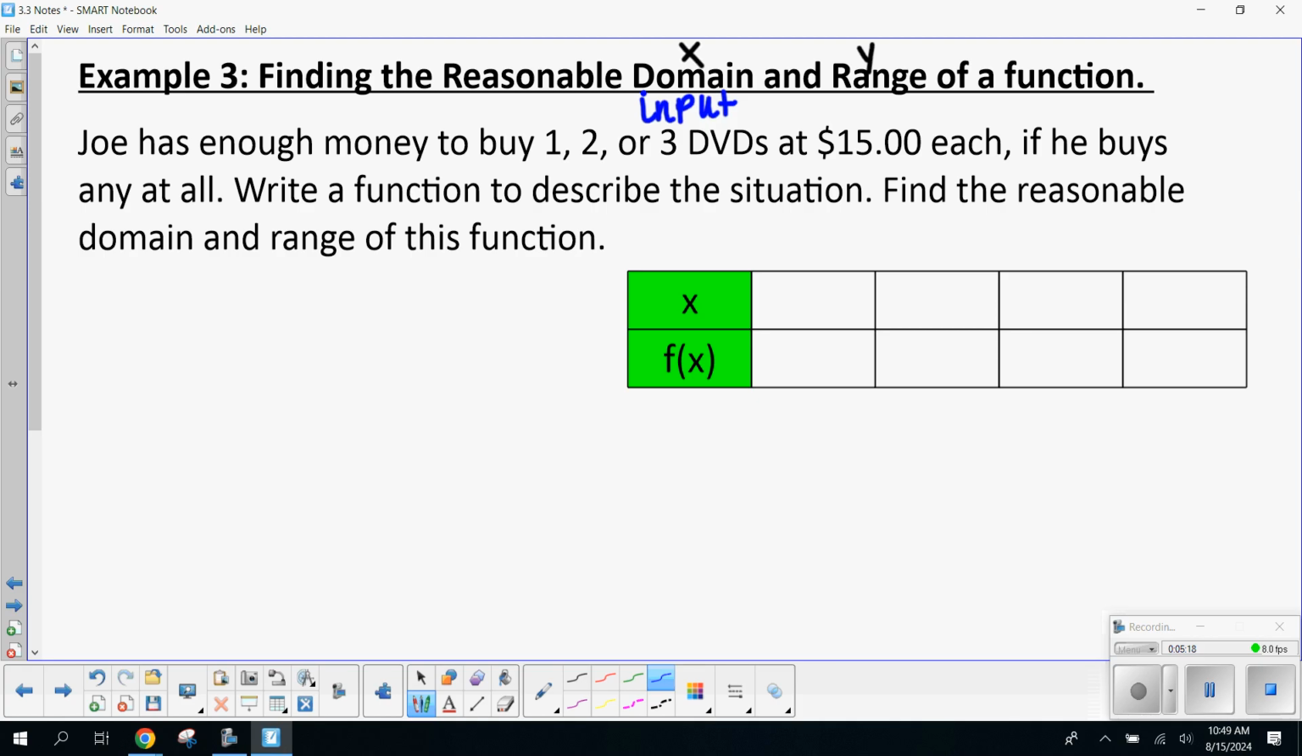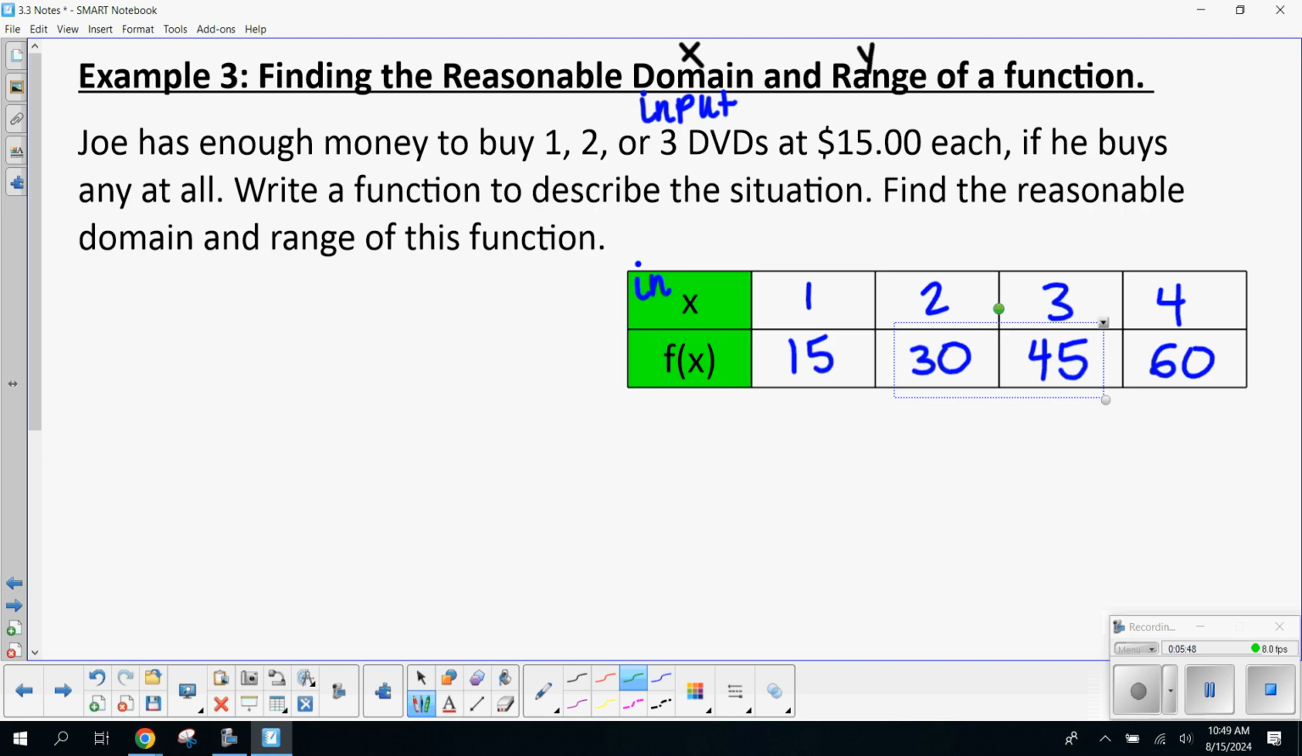So first of all, we can't buy half of a DVD, right? So this is my input. This is me saying I can buy 1 DVD, 2 DVDs, 3, 4, and so forth. I can't buy half of a DVD, or I can't buy negative DVDs. If I buy 1, that's going to be $15. If I buy 2, that's going to be $30. 3 would be $45, and 4 would be $60. That's just because they're $15 each.